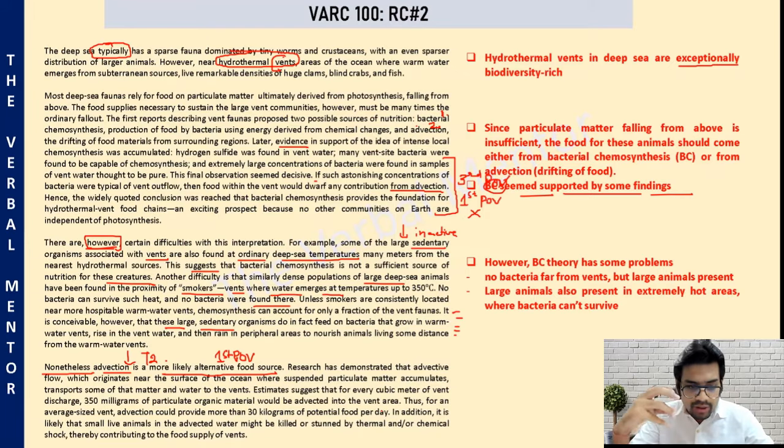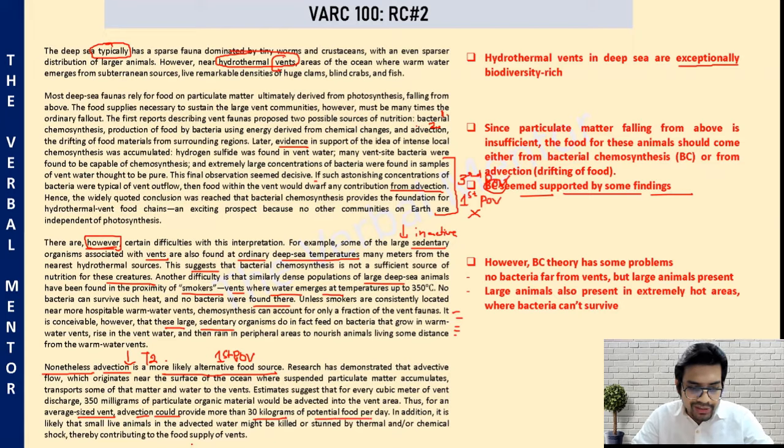So if the vents are giving out water, then what is taking the place of this water? Particulate matter is coming in, getting drifted inside the vent region. Okay. So thus, for an average sized vent, advection could provide more than 30 kilograms of potential food per day.